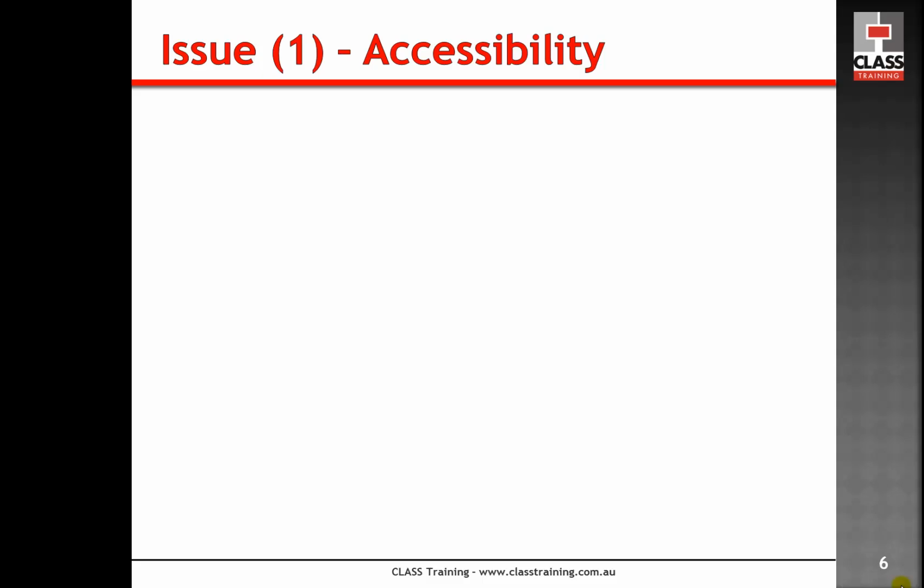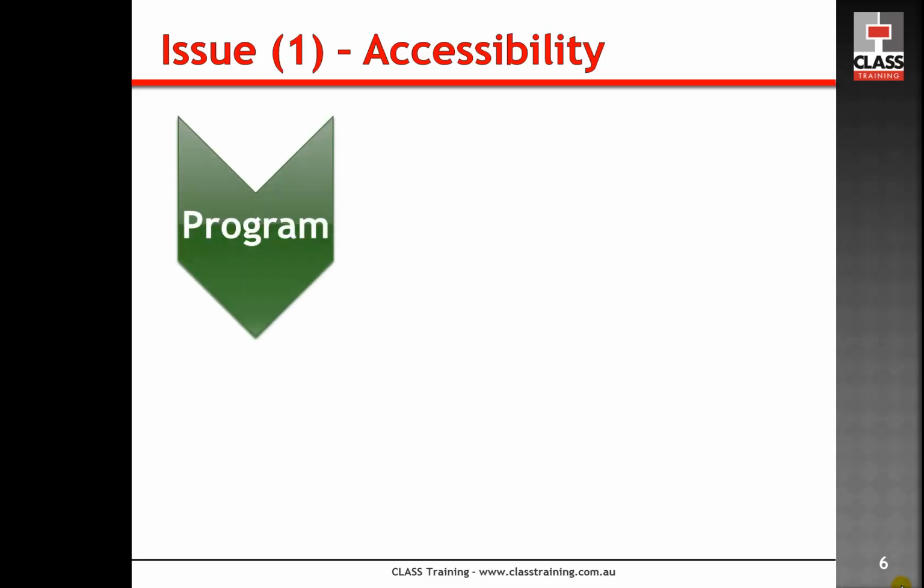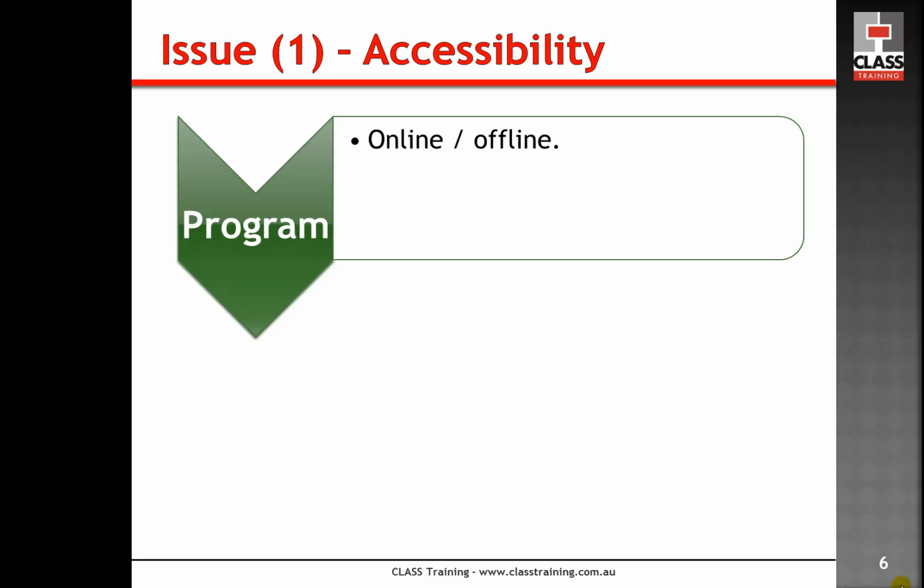So when we talk about accessibility, we're talking about the program that you are using, and how accessible it is. How do we get to that? Is it online or offline? Do I have to worry about versions, and what's the latest version? Do I need to get that? And that was one of your questions. Should I use the latest version, or am I okay with my 10-year-old version?